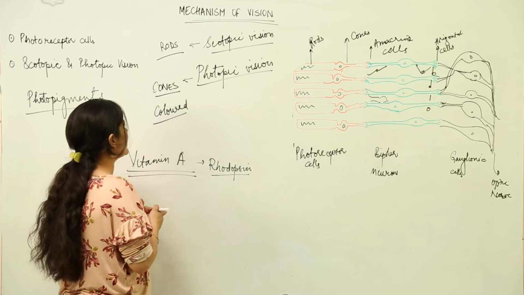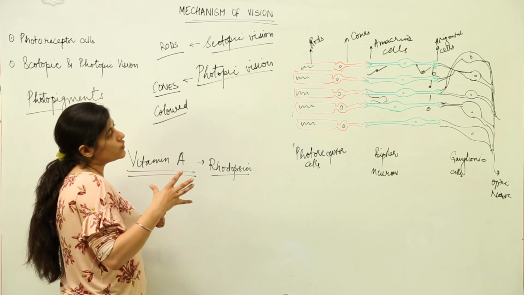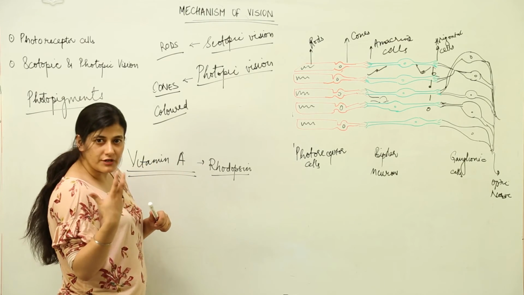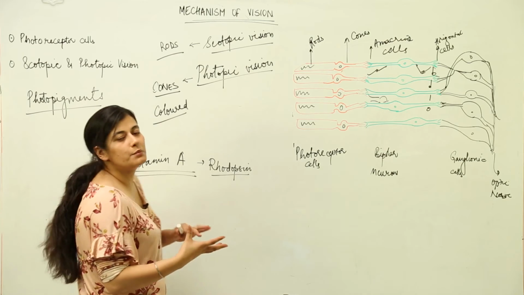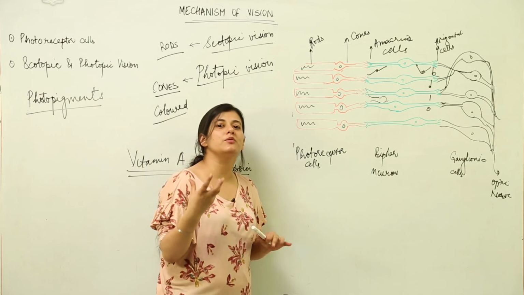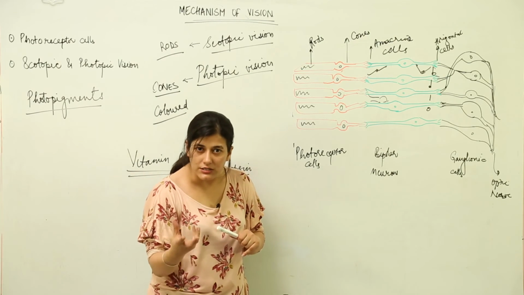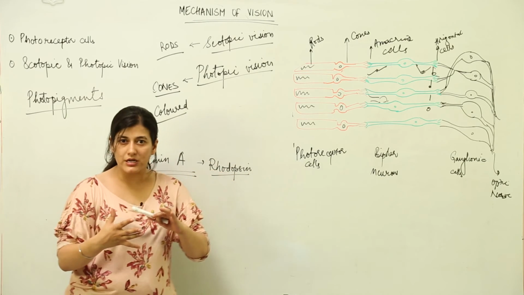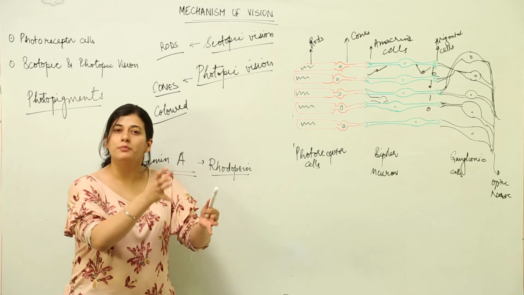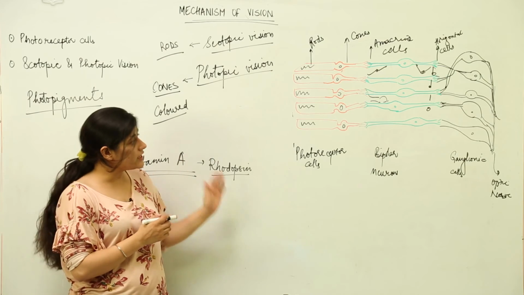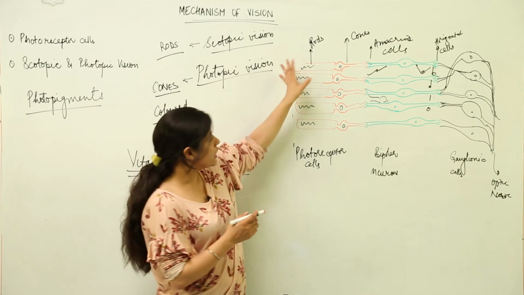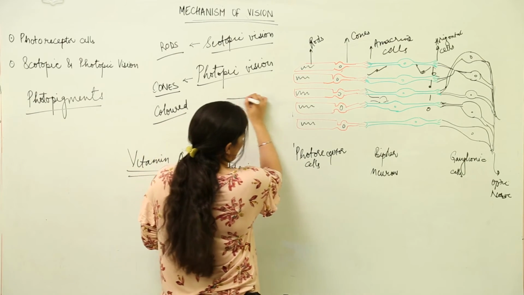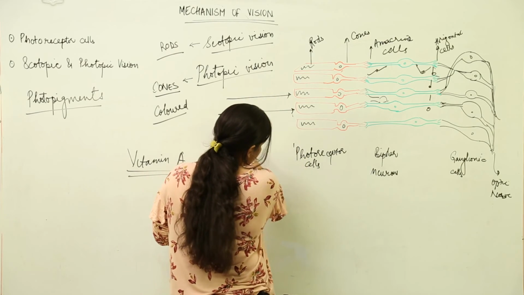Now coming to the mechanism of vision, it is going to generate some sort of nerve impulse. Now you know how a nerve impulse is generated. It is generated when a potential difference is created. Polarization is being created. That has to be done by a potential difference generation. The potential difference would be created when the light comes and falls on these cells.